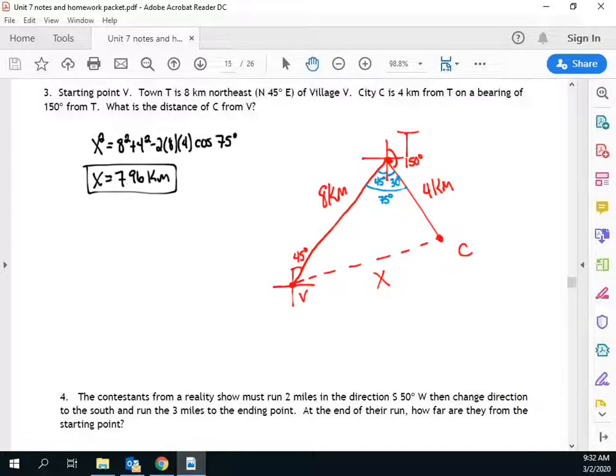What if we were asked the bearing from C? How far is C from B and at what bearing? So we actually need to find that angle. How can we go about finding that angle? You have to be careful here because remember, we don't know where this one's at.